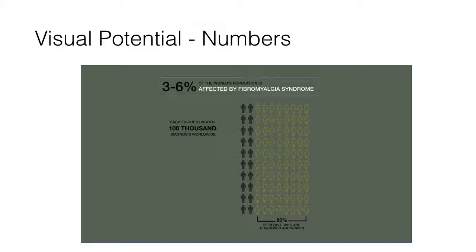I utilized a ratio of 8 to 2 female and male figure icons in order to display the information that 80% of the people who are diagnosed are women. Through my number display, I aimed at letting my viewers know that there were many diagnoses of fibromyalgia and that most of these diagnoses were found in women.